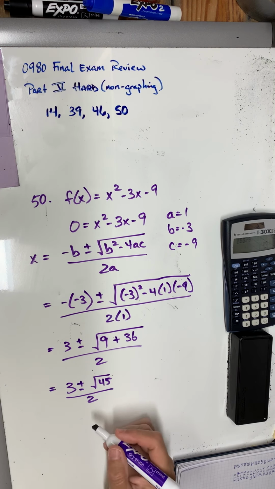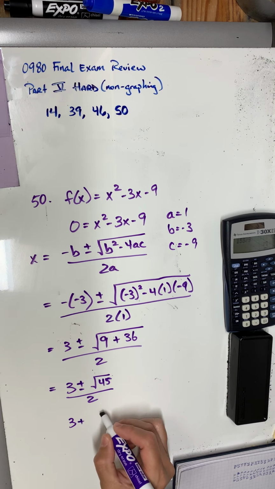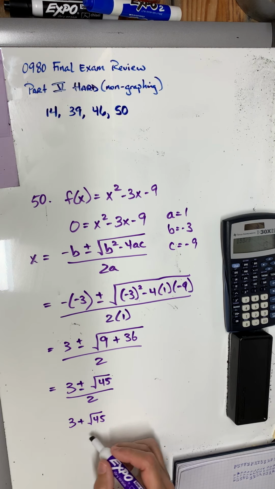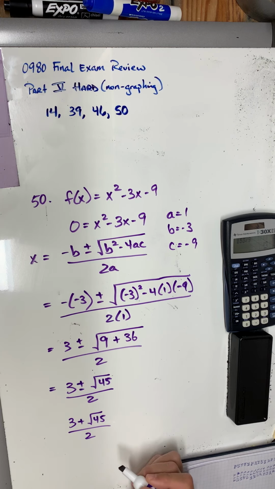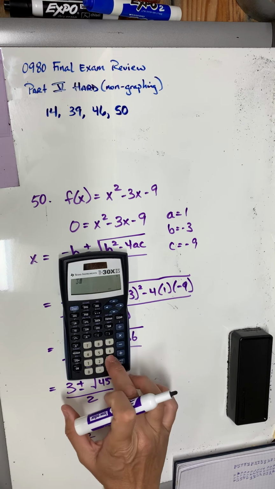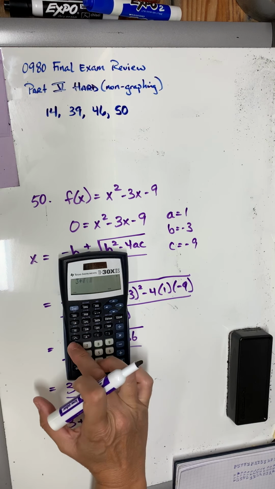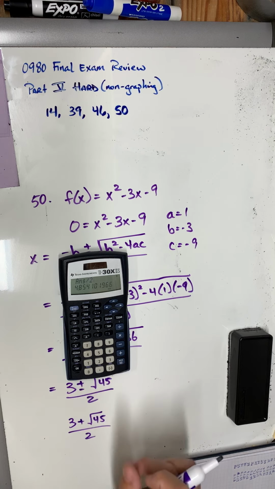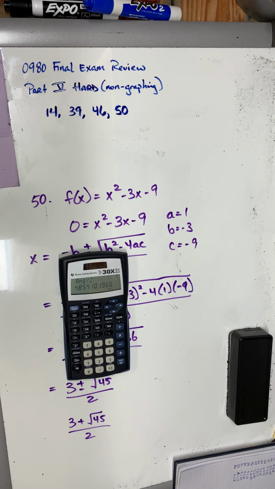So in my calculator, I would do 3 plus the square root of 45, get an answer, and then divide that by 2. So if I go 3 plus the square root of 45 equals, divided by 2 equals, rounded to the nearest thousandth, I'm going to get 4.854.